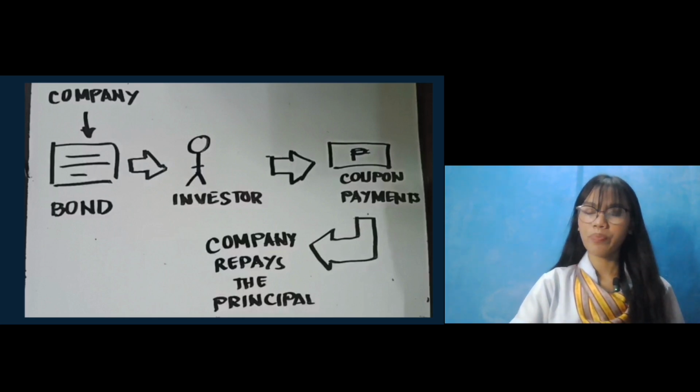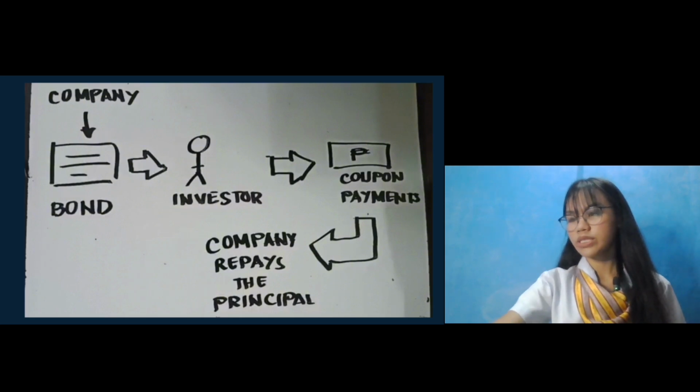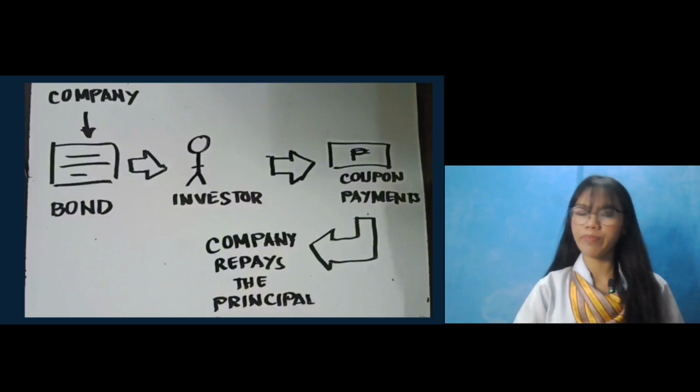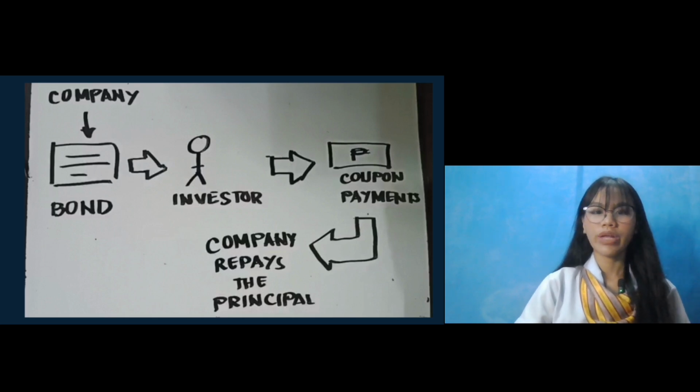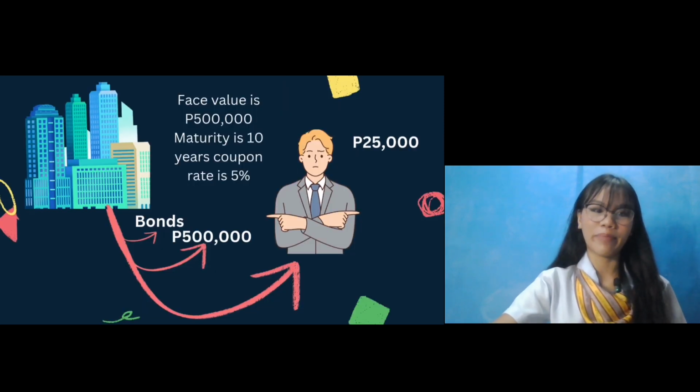Now let's proceed to the next step, which is the last: the company repays the principal. Always remember that when the maturity date arrives, or we can also call this the due date, and the principal matures, the company will pay you back, because they promised to pay the money that you lent to them. Okay, now let's have another example.